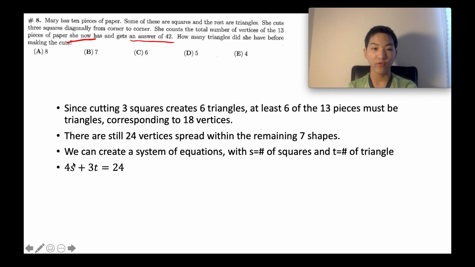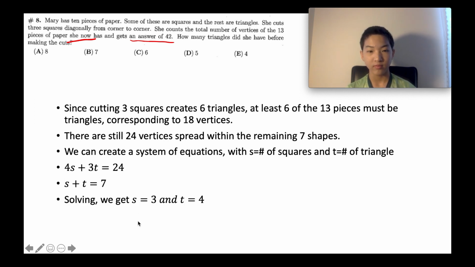Each square has 4 vertices, each triangle has 3 vertices. So 4 times the number of squares plus 3 times the number of triangles must be equal to 24, the total number of vertices within the 7 remaining shapes. And then the number of squares plus triangles must be equal to the total number of shapes, which is 7. So solving the system of equations, we get s equals 3 and t equals 4.